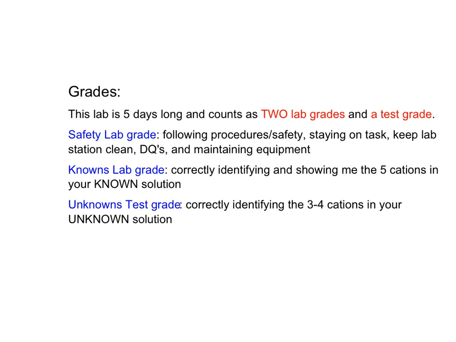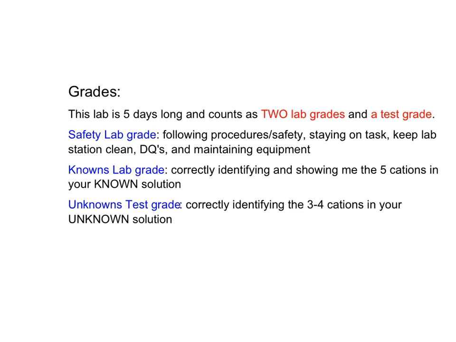Inside this lab are 2 lab grades and a test grade. The first lab grade is a safety/procedure grade. General things like following procedures, being safe, being on task, keeping your lab station clean both during and after the lab, the dumb questions, as well as making sure that you are not breaking anything. We'll talk about all the ways that you can lose points on the safety lab grade here in just a second.